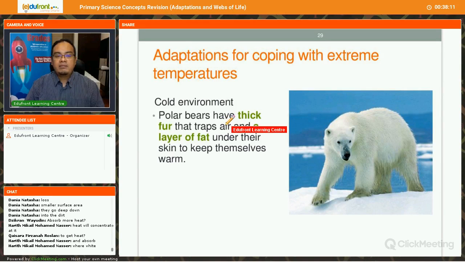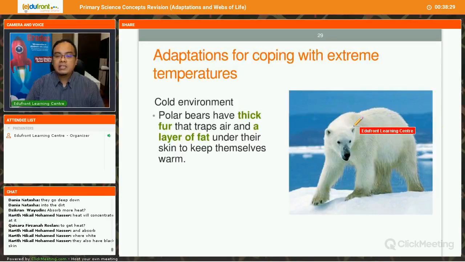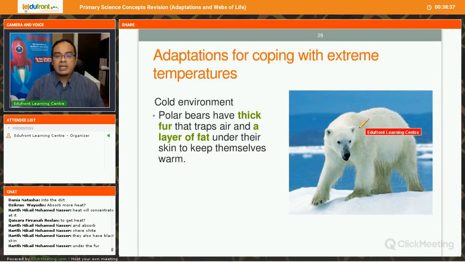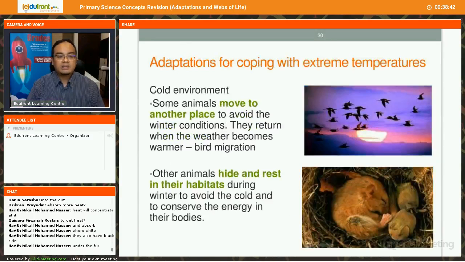And another thing is that they have a layer of fat under their skin, which is called the blubber. This layer of fat also helps to trap heat to keep them warm during cold conditions. And polar bears also have very small ears, and their tails are also very small. They have a very small exposed surface area on their ears and tail to reduce the loss of body heat.